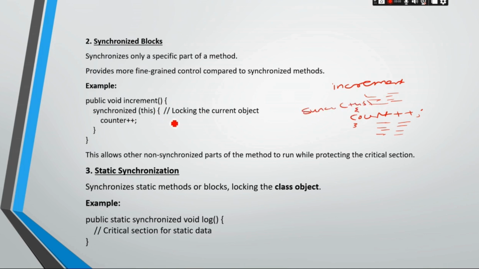We have to use the synchronized keyword. Always remember that it will then take the lock only for this part of the particular method, so it will reduce performance problems. You now have an idea of the advantages of synchronized blocks over synchronized methods. Then we can check static synchronization: synchronized static methods or blocks lock the class object. For example, the critical section for static data can be put under synchronized.